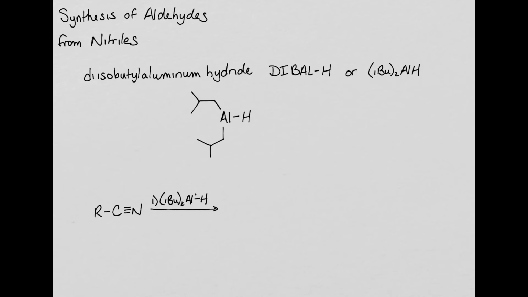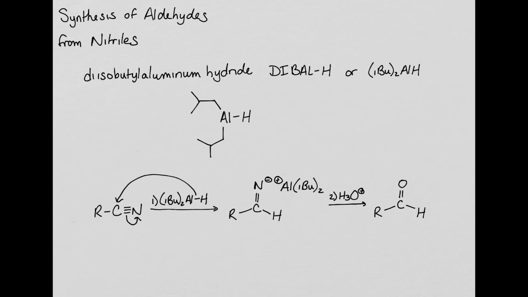In the first step of this reaction, we add the diisobutyl aluminum hydride to the nitrile. The hydride adds to the carbon of the nitrile to produce the aluminum salt of the imine. In the next step, an acid workup is performed to produce the aldehyde. The mechanism for the second step is the imine hydrolysis mechanism that we looked at previously when converting a nitrile to a ketone.